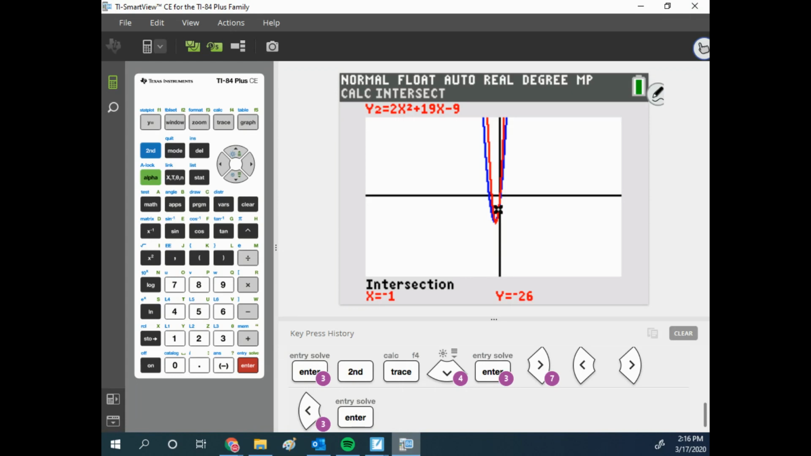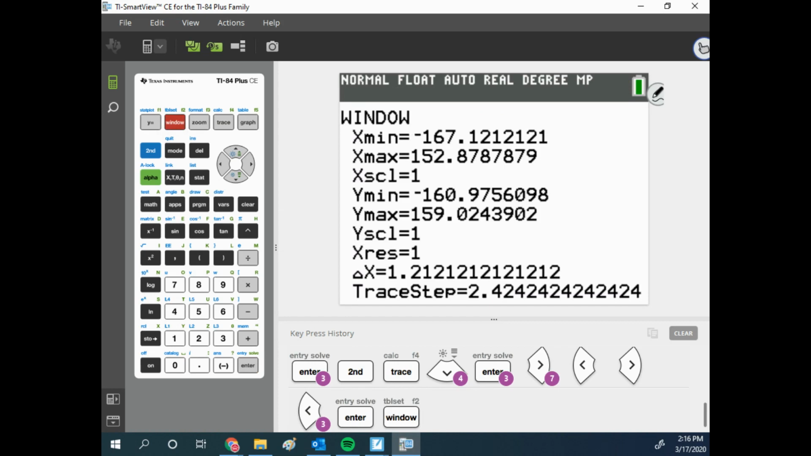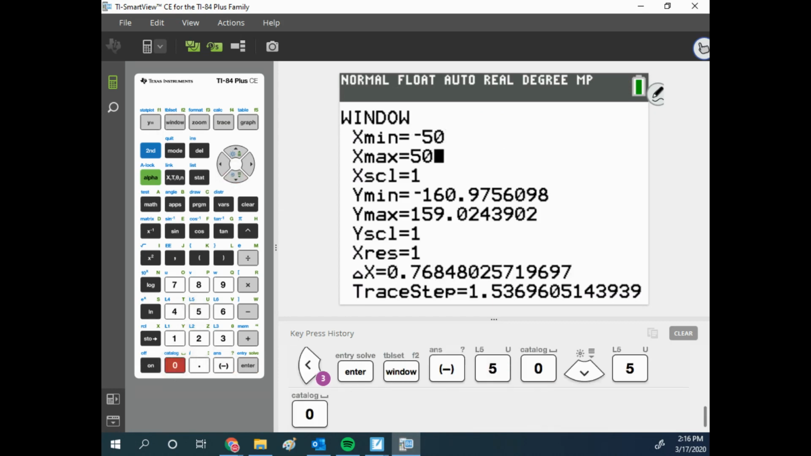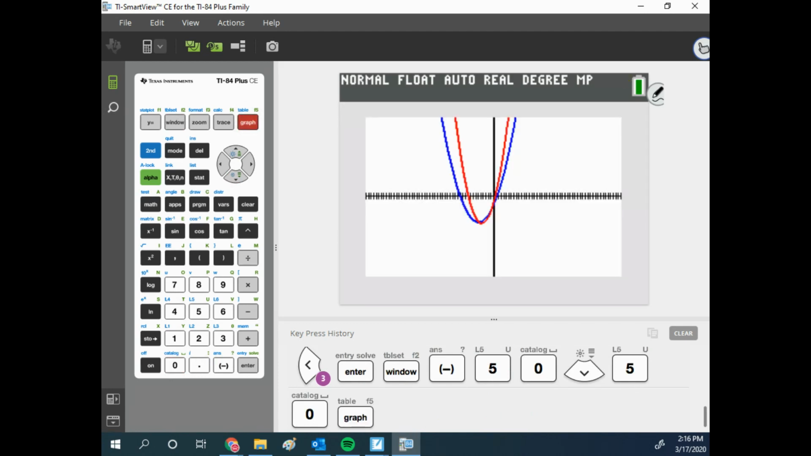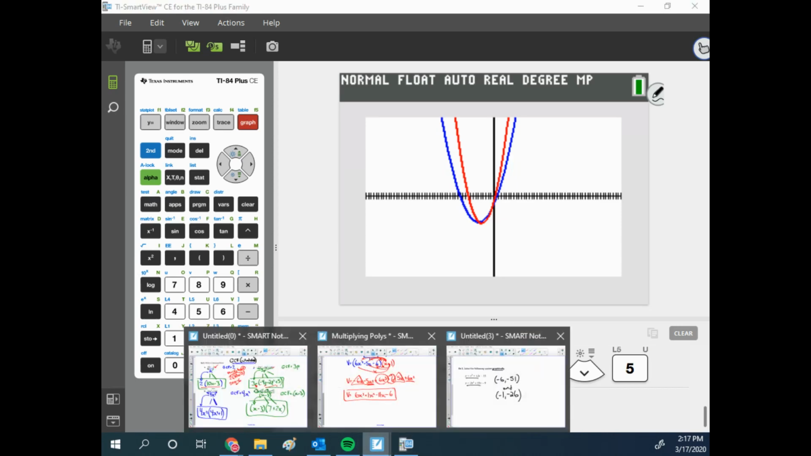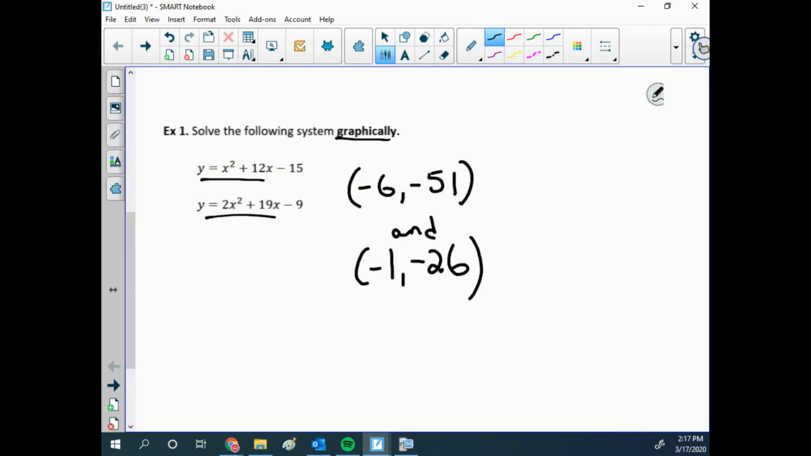I could also change my window. It looks like I don't really need that wide of a window, so I could go -50 to 50 maybe, and things might look a little nicer, and I could adjust it as I need. So graphically, hopefully everybody remembers how to do that on their graphing calculator. Nice and easy. It's also a way for me to verify. If they say solve algebraically or if it's a multiple choice question, I always have my graphing calculator and I can go find where points intersect. So that's graphically.